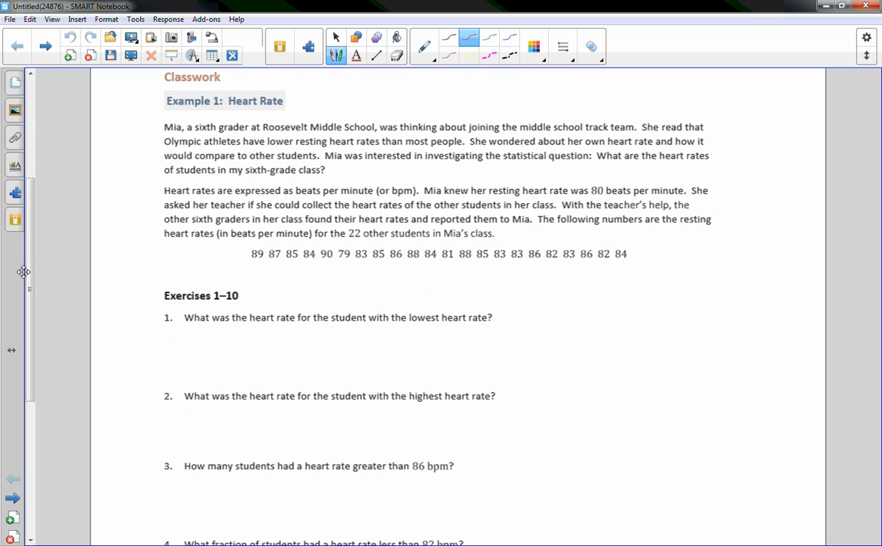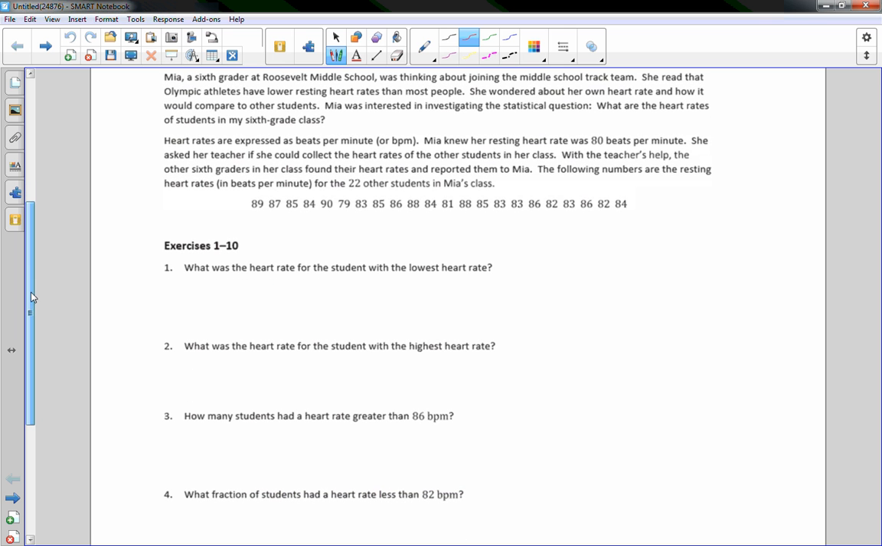Classwork, example 1, heart rate. Mia, a 6th grader at Roosevelt Middle School, was thinking about joining the middle school track team. She read that Olympic athletes have lower resting heart rates than most people. She wondered about her own heart rate and how it would compare to other students. Mia was interested in investigating the statistical question, what are the heart rates of students in my 6th grade class?